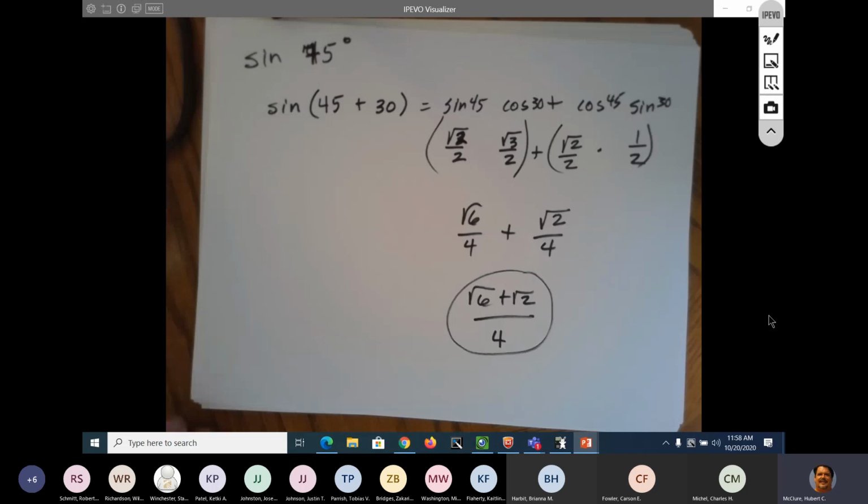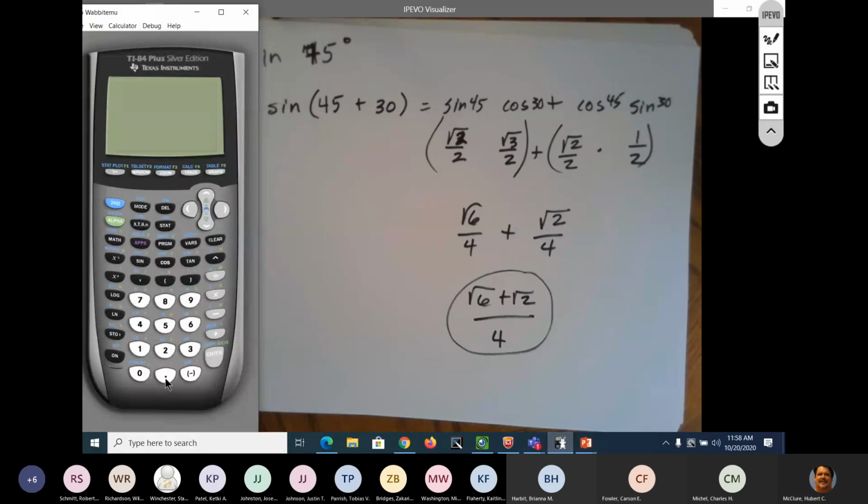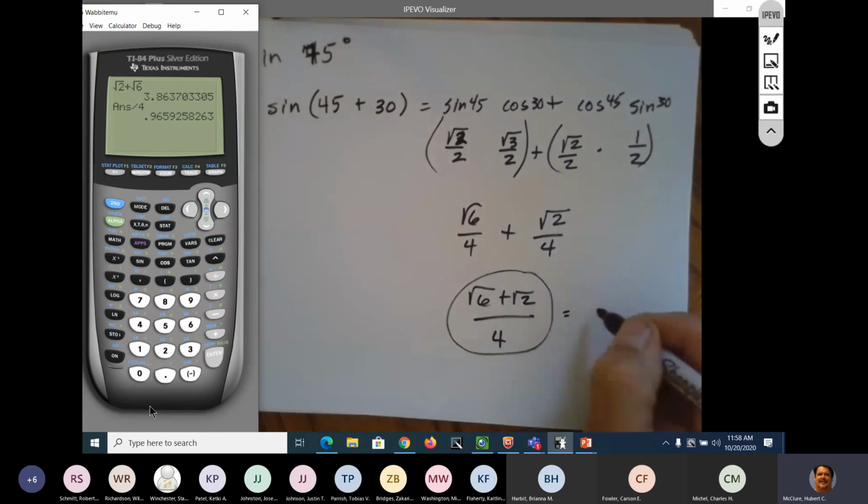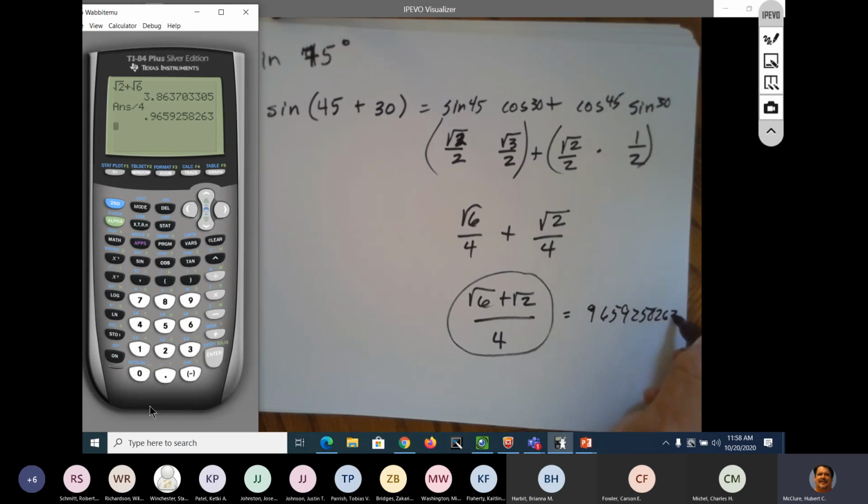So I take my handy dandy calculator and I take square root of 2, plus the square root of 6, divided by 4. And that's equal to 0.9659258263.